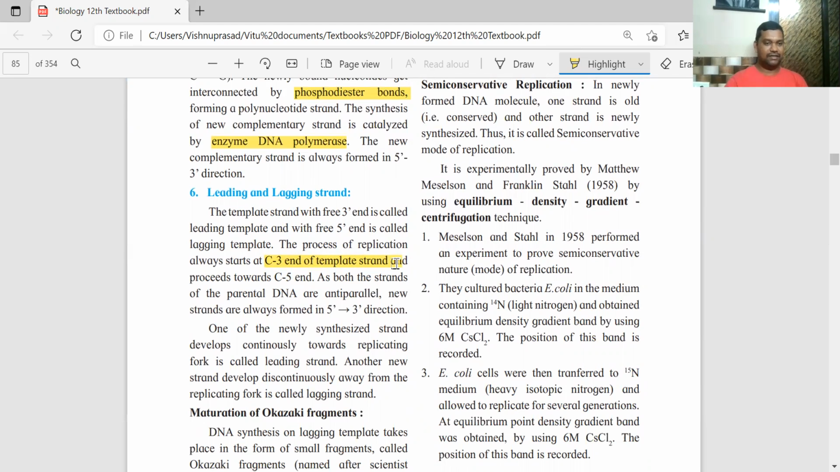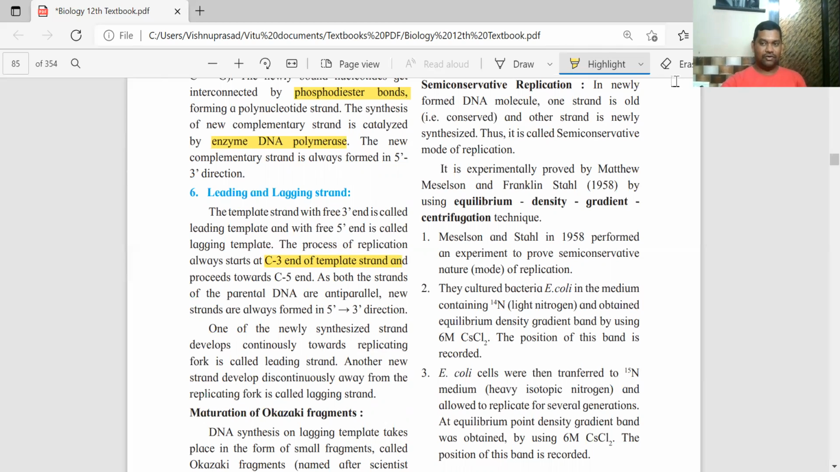Template का C3 तो नए स्ट्रैंड का C5. तो लीडिंग टेम्पलेट के ऊपर जो नया स्ट्रैंड बन रहा है, वो एक साथ कंटिन्यूटी में बन जाता है. 5 प्राइम में स्टार्ट होके पूरा नया स्ट्रैंड एक साथ बन जाएगा. That's why it is a continuous strand.